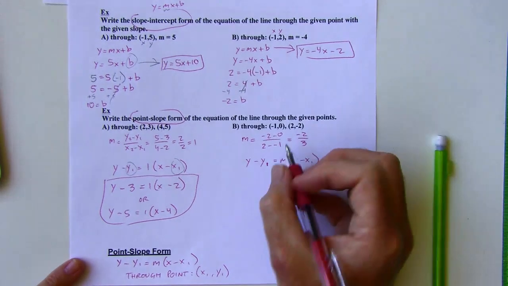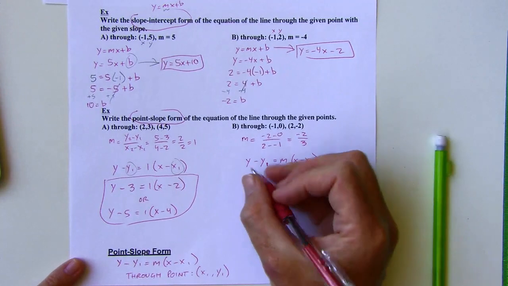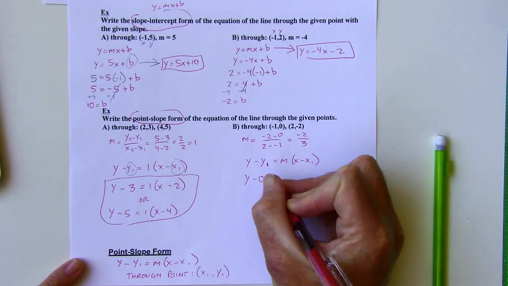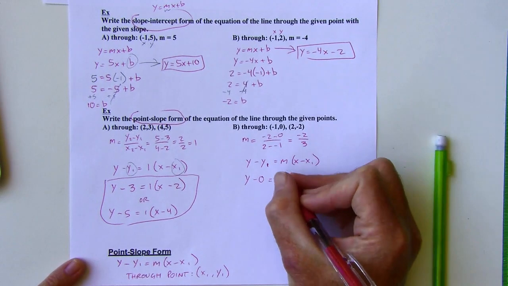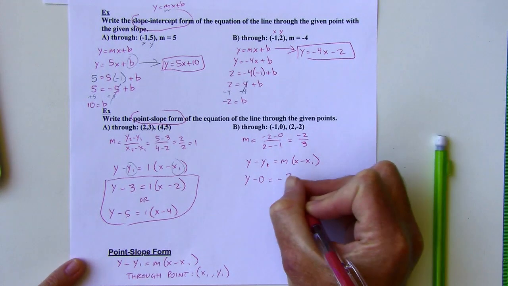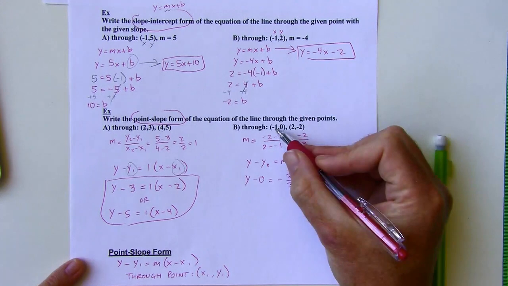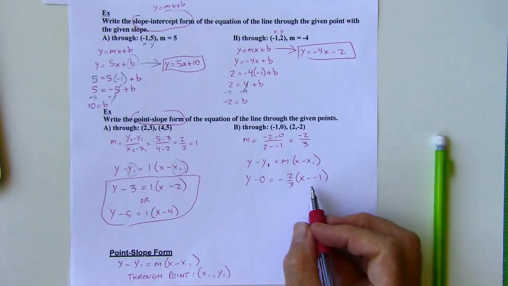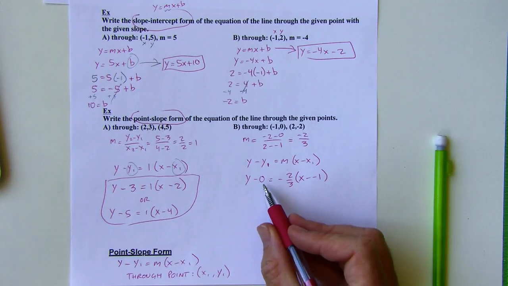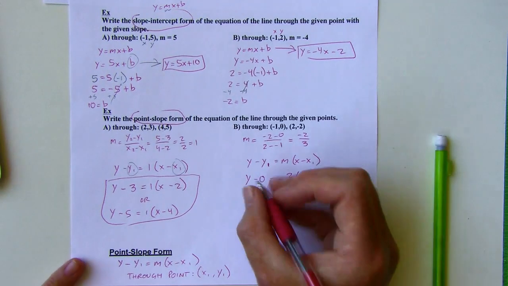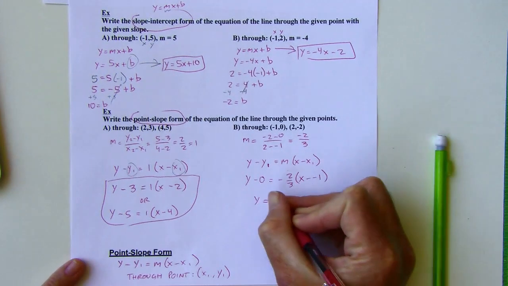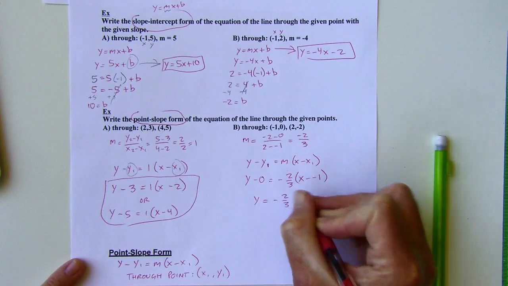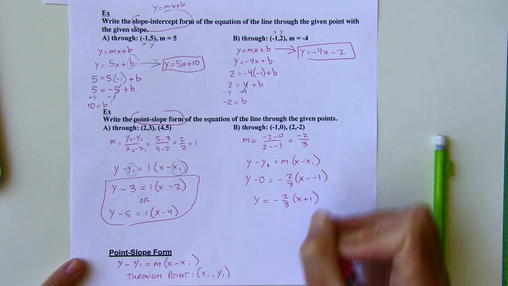Okay, I'm going to use the first point, 0 for y. My slope is negative 2/3, and my x, I'll use negative 1. Okay, and you wouldn't want to leave a double negative in your answer. You probably wouldn't leave a minus 0 in your answer either because it doesn't do anything. So this would be a better format for that answer.